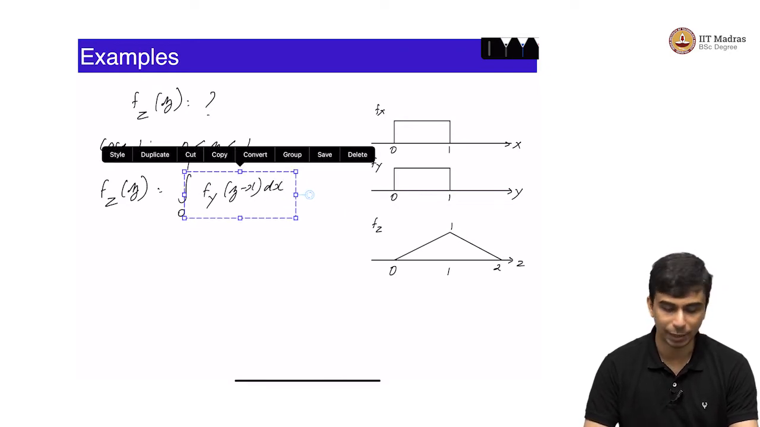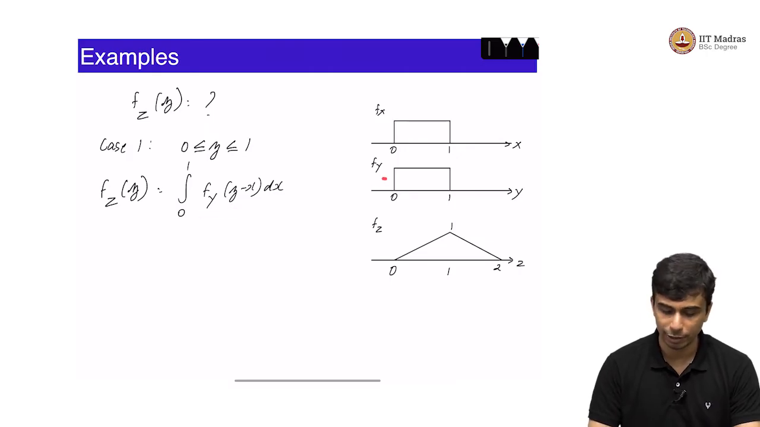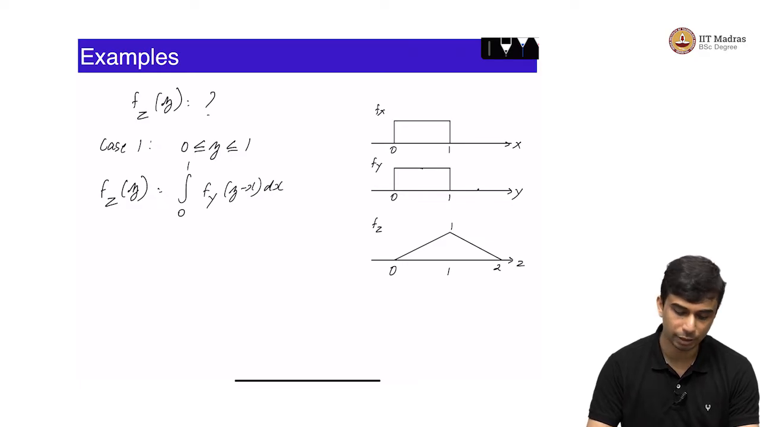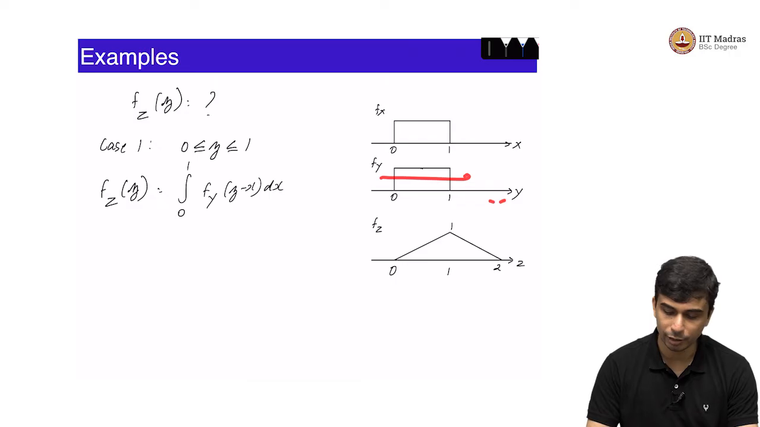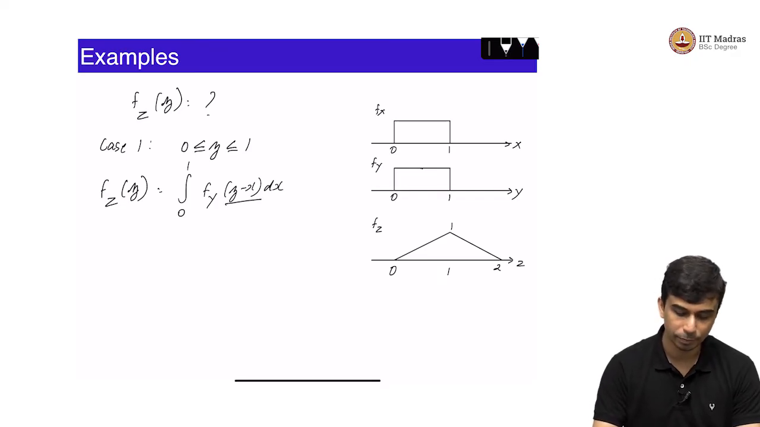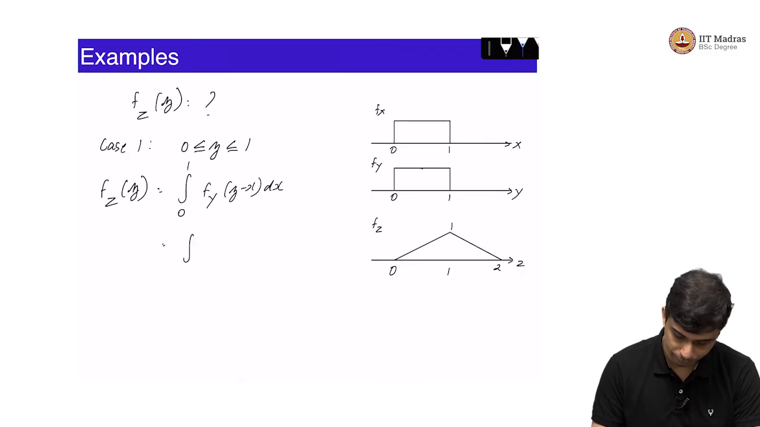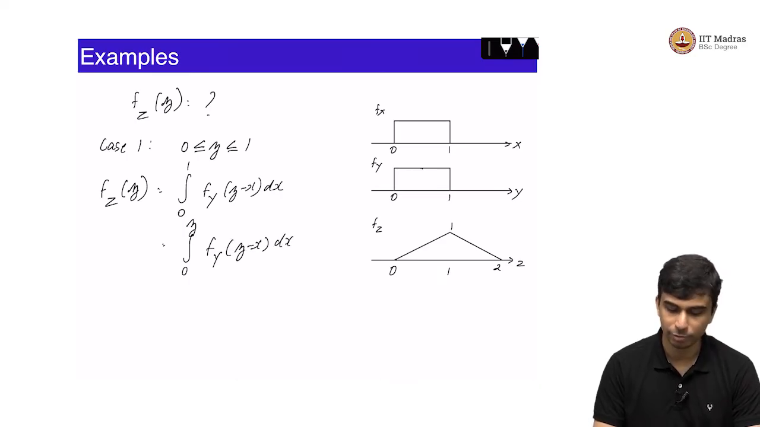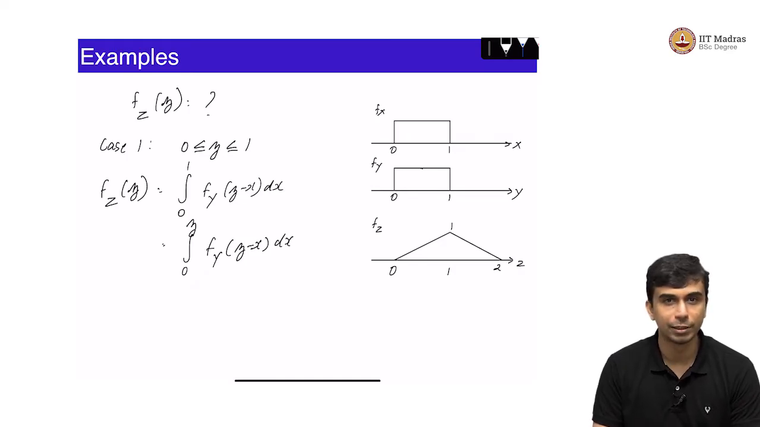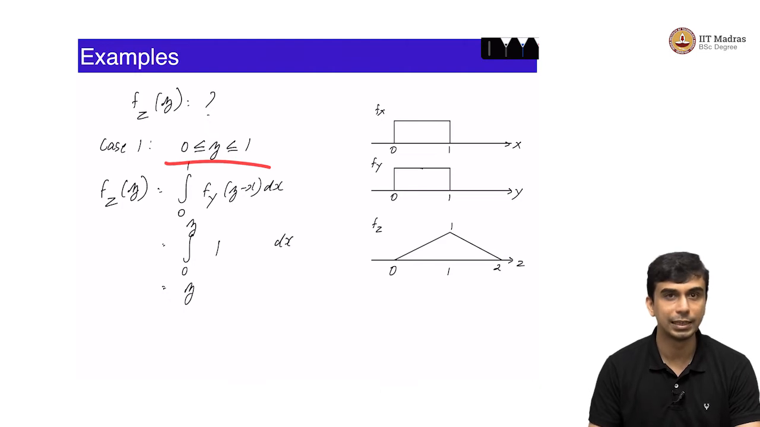So you have the integral from 0 to 1 of f_Y(z minus x) dx. For what values of x will f_Y(z minus x) be non-zero? Recall f_Y is only taking two values, either 1 or 0. It is taking a value of 1 in the range 0 to 1 and 0 outside it. So f_Y(z minus x) is non-zero when z minus x is between 0 and 1, or in other words, x is between 0 and z. So the integral from 0 to z of f_Y(z minus x) dx, but whenever f_Y(z minus x) is non-zero it is exactly equal to 1, so we just replace that by 1, which means that f_Z(z) is equal to z. This is true only for z in the range 0 to 1.